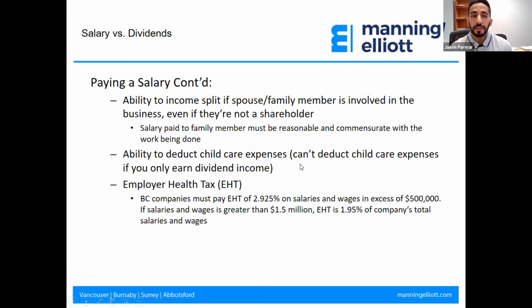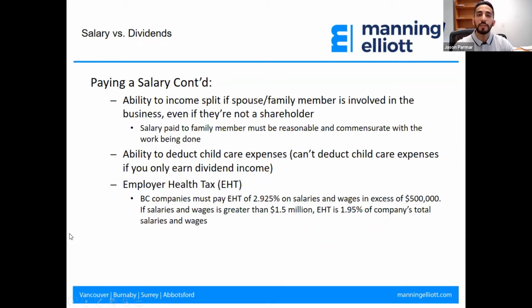All right, another benefit is that you do have the ability to income split if your spouse or family member is actively involved in the business. And this is the case even if they're not a shareholder. It is, however, important to note that salaries paid to family members must be reasonable given the level of work that they're doing. So for example, you can't be paying your spouse $100,000 if they're doing five hours of work per week.